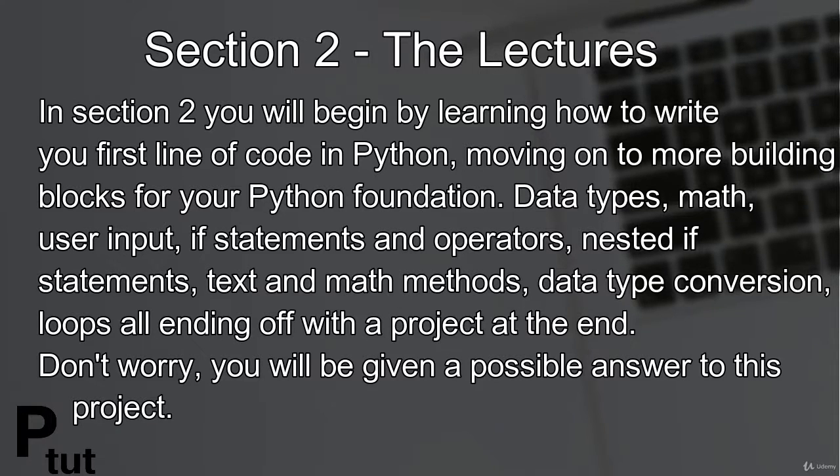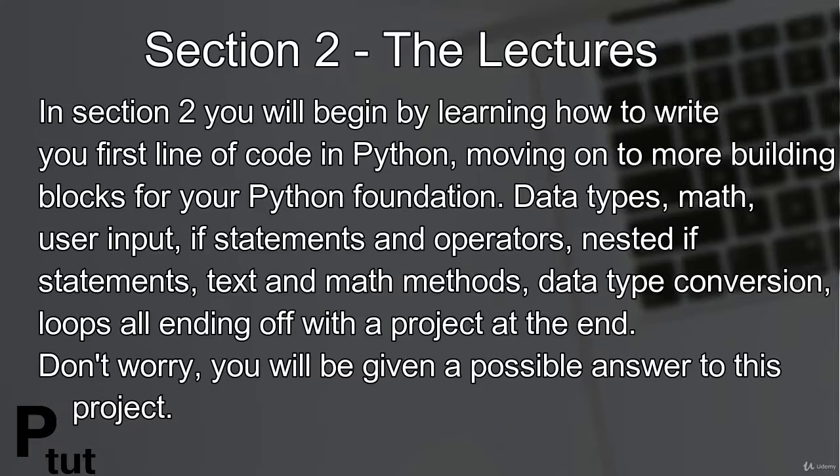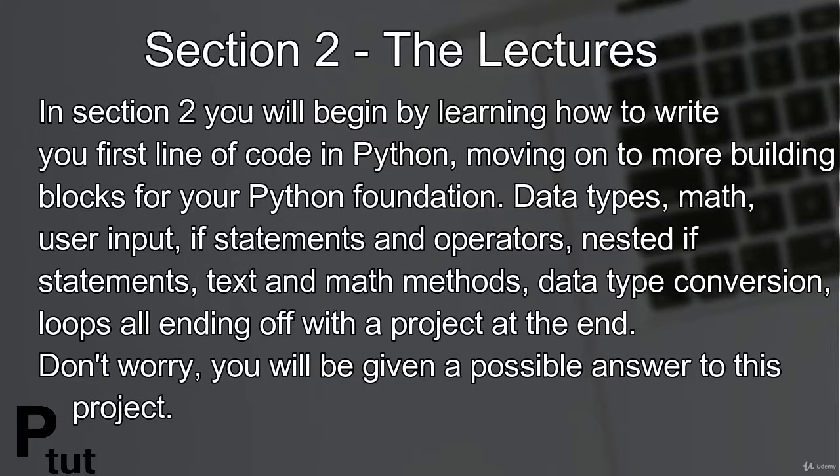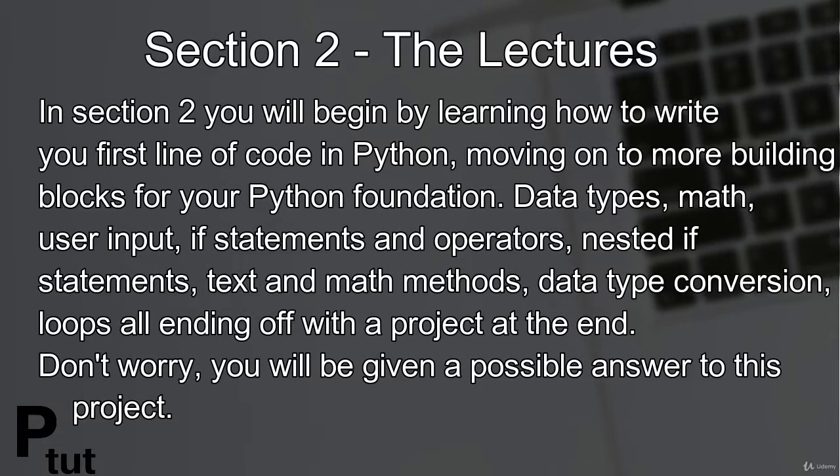From there, we'll move on to if statements and operators. Don't worry if you don't understand what an if statement or operator is, we'll learn about that when we get there. From there we move on to more advanced operators as well as nested if statements. Again, this will be covered in the video. Then we'll move on to specialized code that works with strings or text, known as text methods. From there we move on to advanced math methods, then data type converting one data type to another. The end of our lessons will conclude with loops, where we learn how to save time and code by using loops.